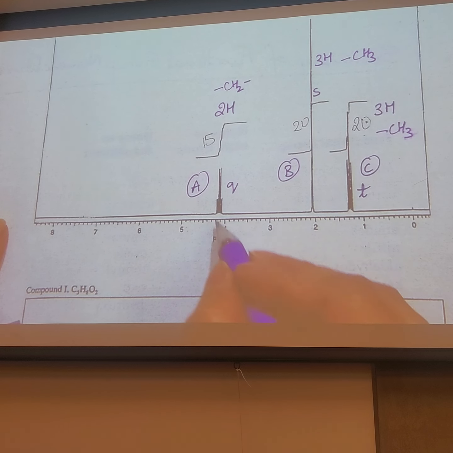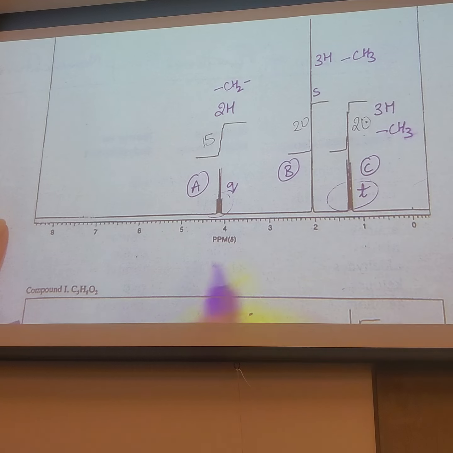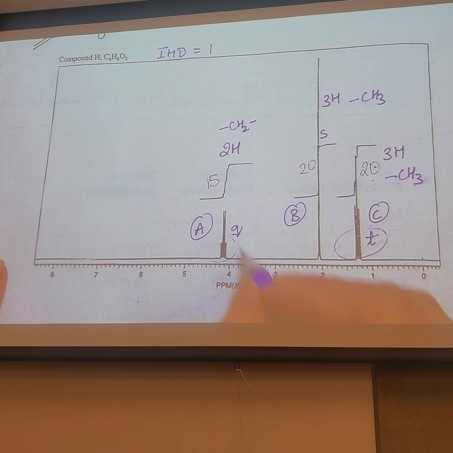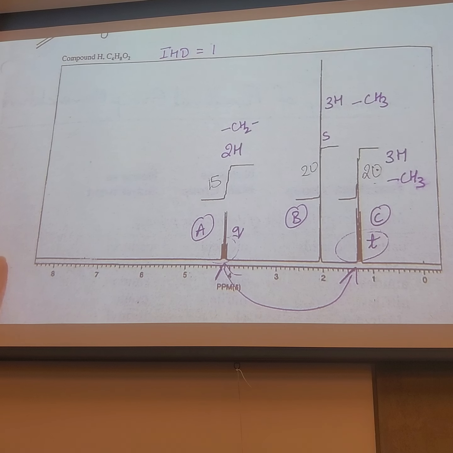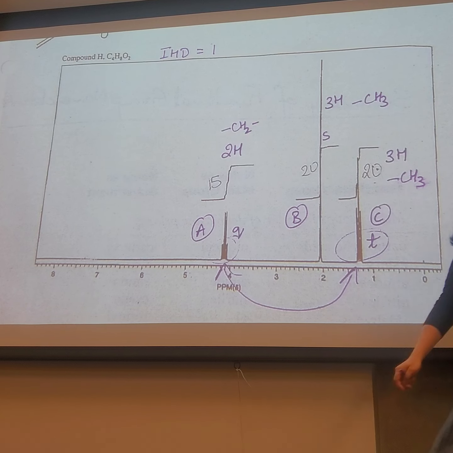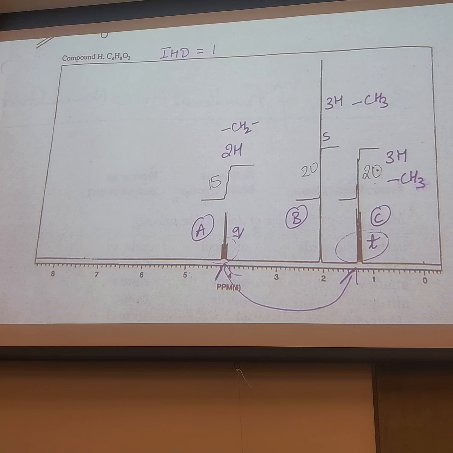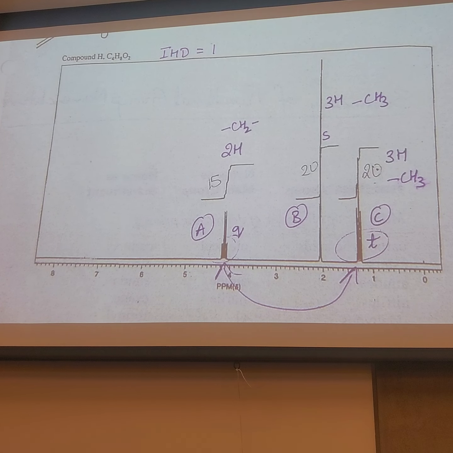So please notice we have a quartet and a triplet integrating for 2 hydrogens and 3 hydrogens. What does that tell us? The combination of these 2 signals, a quartet and a triplet integrating for 2 and 3 hydrogens, what must that be? An ethyl group. There is an ethyl group in this molecule. And there is a totally different methyl also, which is a singlet, not coupled to anything.